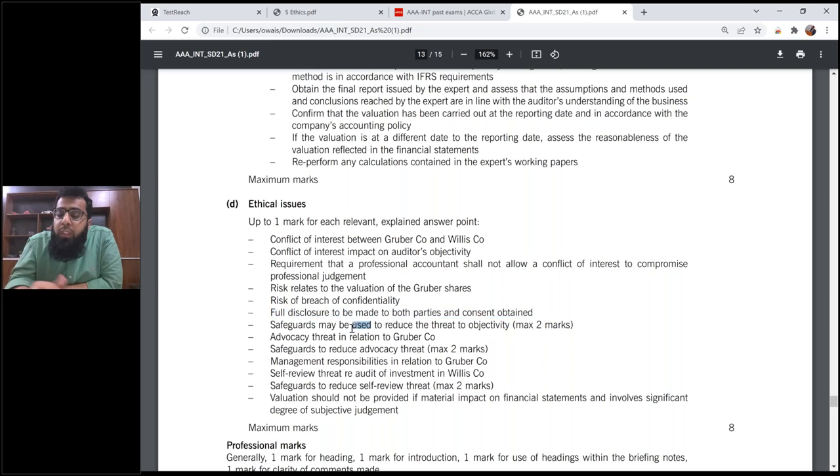Safeguards may be used to reduce the threat to objectivity. You can write multiple safeguards. Advocacy threat. Safeguards to reduce advocacy threat. Management responsibility in relation to Gruber company.